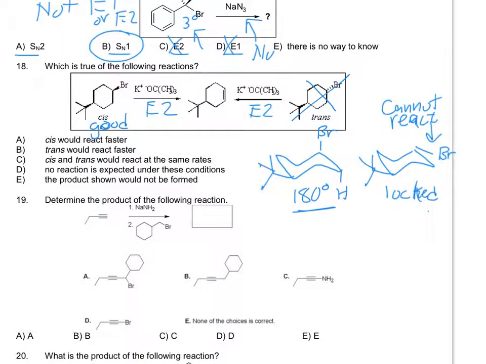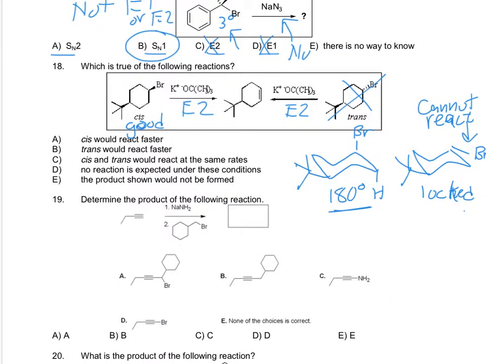The cis is a good setup for a reaction, and so that means we should choose A here. Cis would definitely react faster. Trans would not react faster. They would not react at the same rates. No reaction is expected. That's untrue because we've decided that the cis positions the bromine for a good reaction. And the product shown would not be formed. That's not true either because, again, we have our chair structure here that shows the H and the bromine in perfect position to make the expected product indicated on the paper.